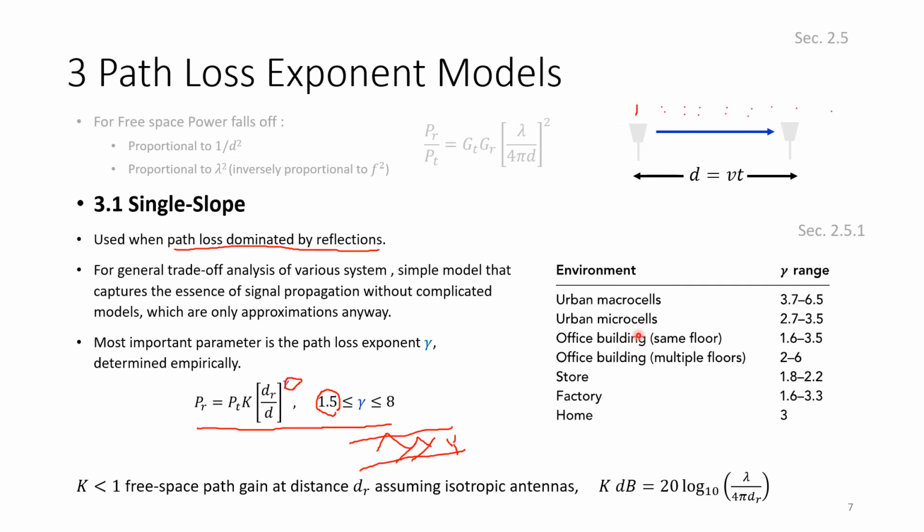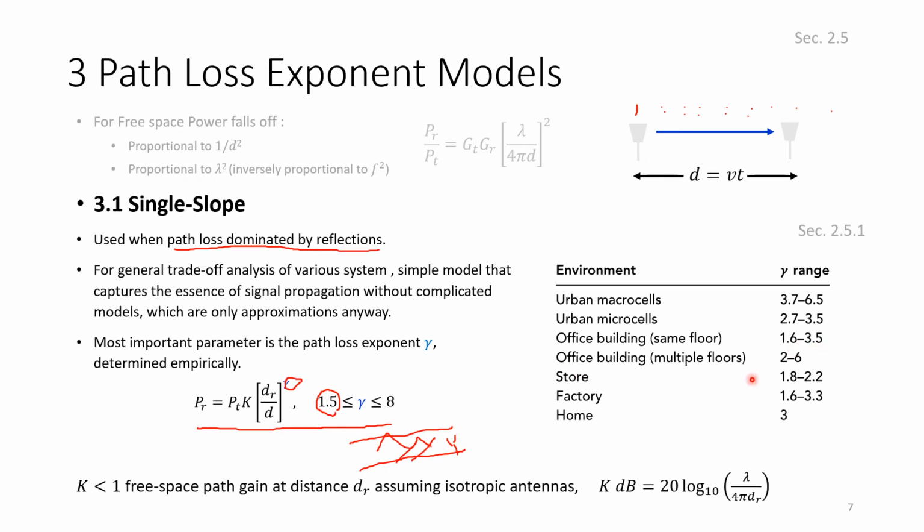Urban macrocells, big cells, and urban microcells, smaller cells, 2.7 to 3.5. As it becomes bigger, then we have maybe buildings or so. Office buildings, between offices and buildings, it's about 1.6. As I mentioned here, it could be less than 2, so I'm going to change this. So 3.5.